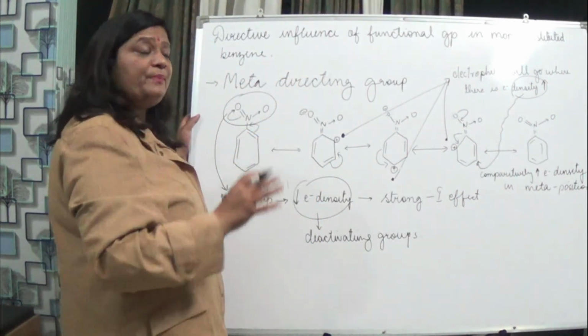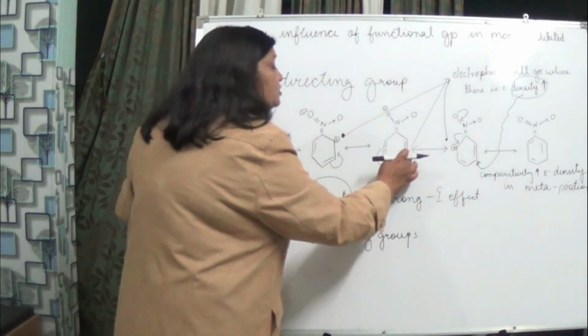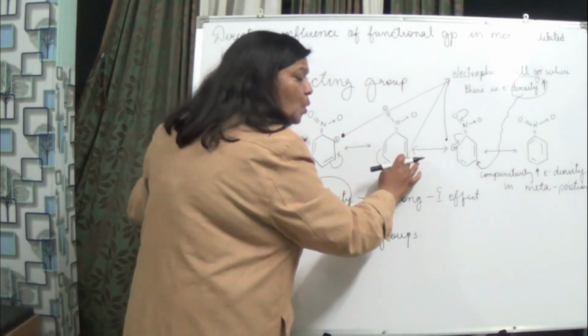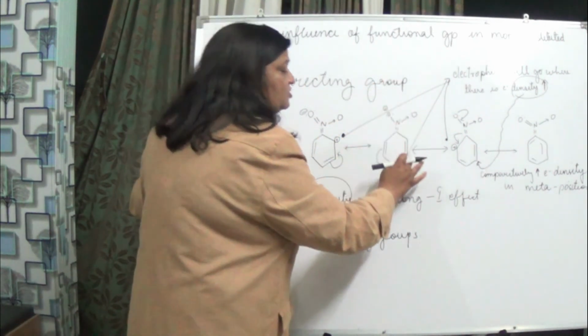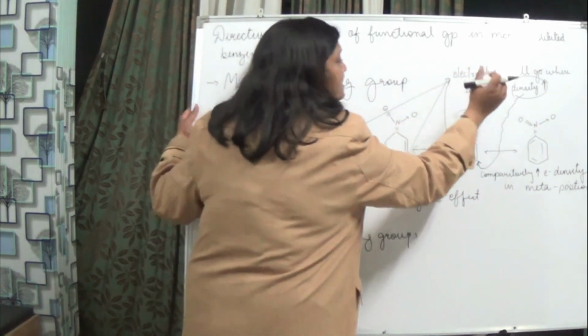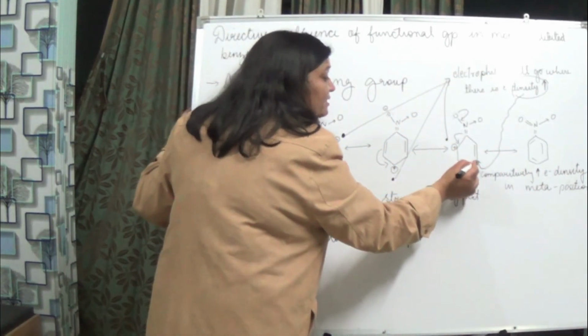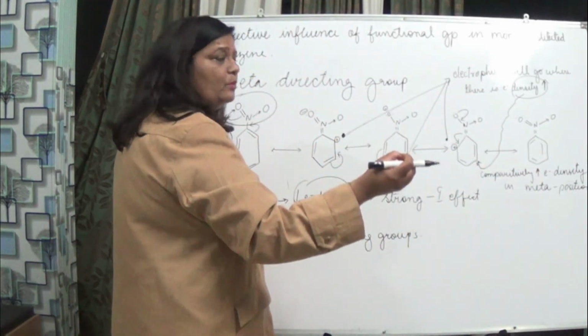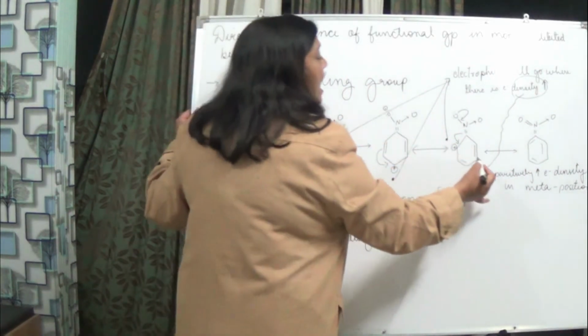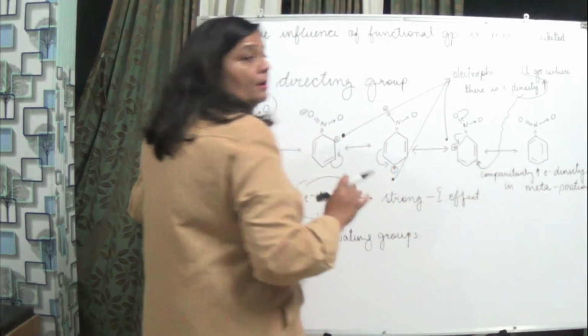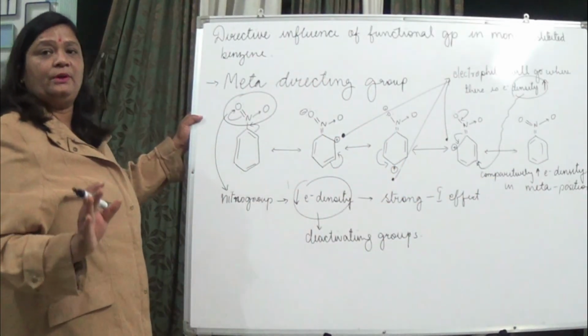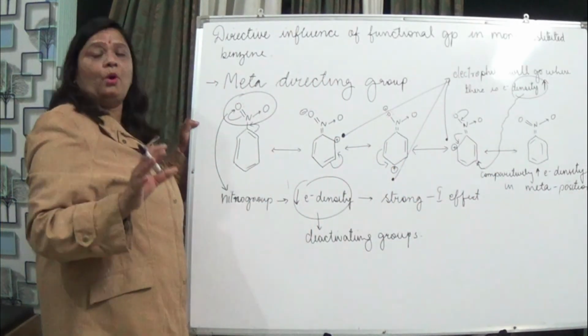But as we comparatively see the meta position, here we are not seeing too less density of electron, positive charge is not there. So what happens? This electrophile will go over here where there is at least some electron density, and it will be attached at the meta position. Okay, so this is all for today.